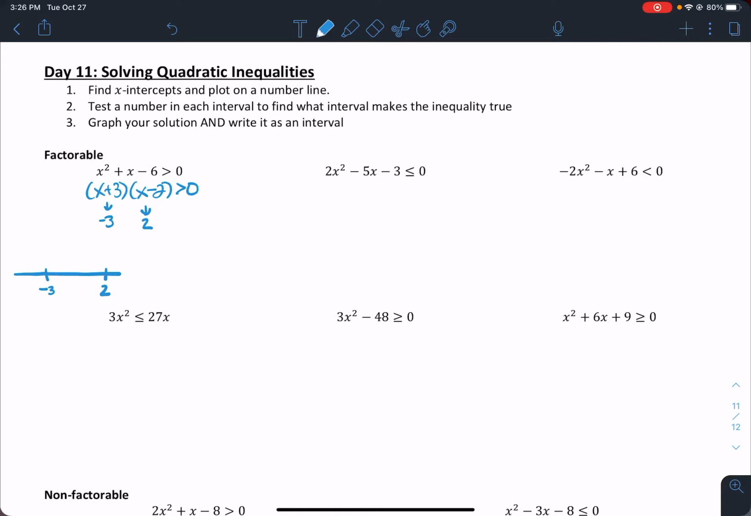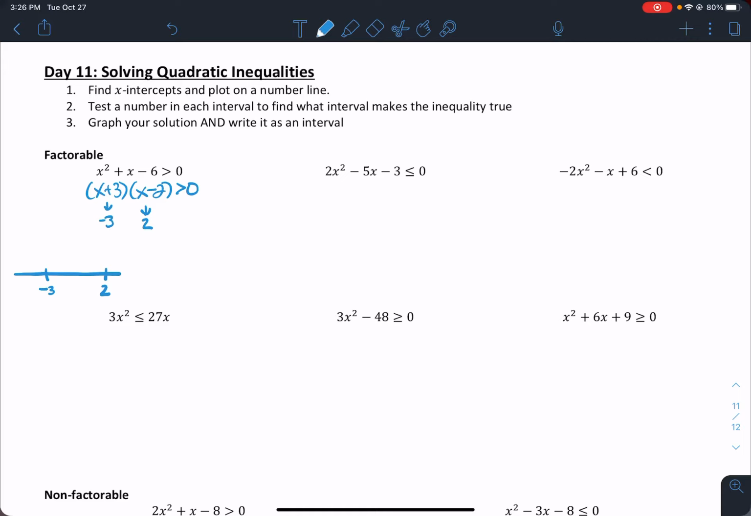Hello, everybody. So today we're going to be looking at solving quadratic inequalities. Our process here is going to be to find the x-intercepts, and then we're going to create a number line for those x-intercepts. We're going to test a number in each of the intervals that we have, and then see which intervals make the inequality true. And then we'll write our answer out.